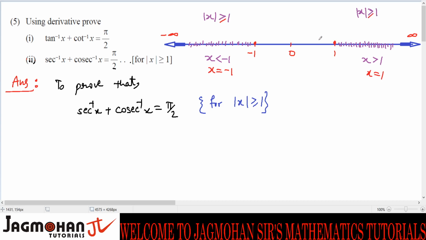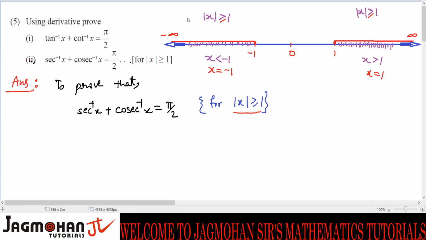So what I'm trying to tell you is, when you are given the condition mod of x greater than or equal to 1, you should understand what values x is taking. x is taking these values: -1 or lesser, +1 or greater.